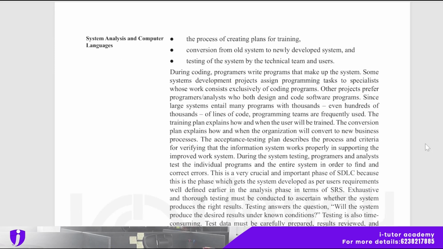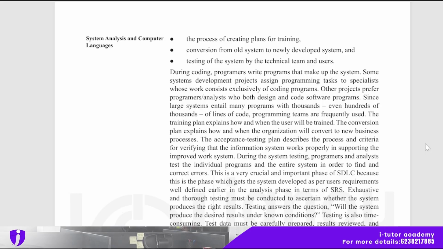And during coding, programmers write programs that make up the system. Some system development projects assign programming tasks to specialists, those who work exclusively on coding programs. Other projects prefer programmers or analysts who both design and code software programs, since large systems entail many programs with thousands, even hundreds of thousands of lines of code. Programming teams are frequently used.